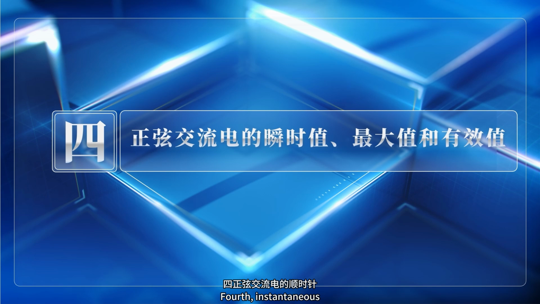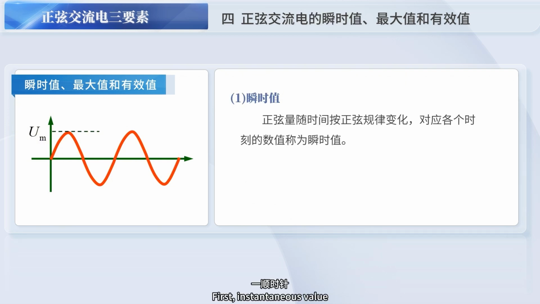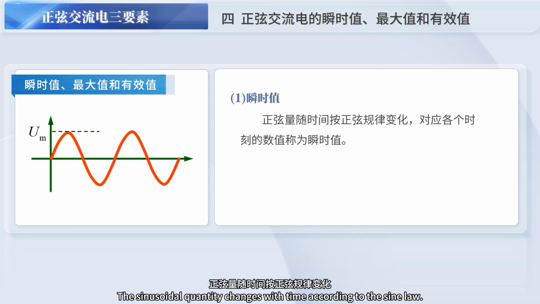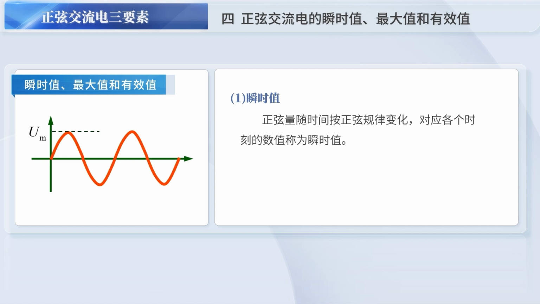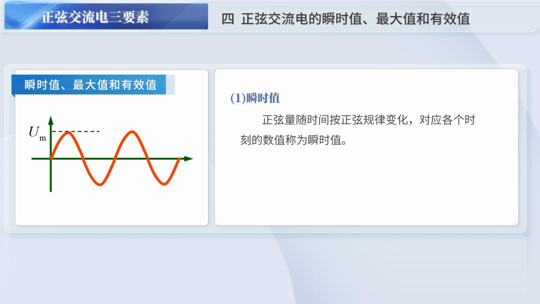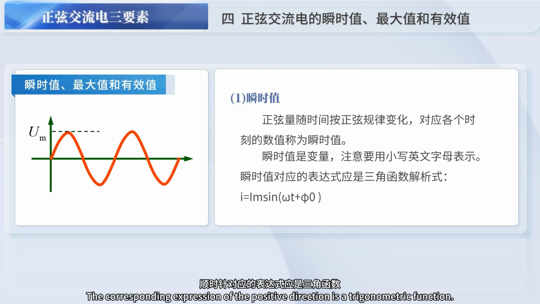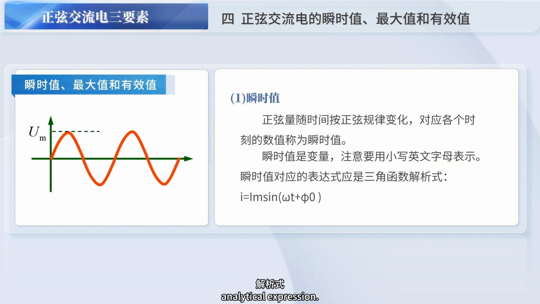Third, instantaneous, maximum and effective values. First, instantaneous value. The sinusoidal quantity changes with time according to the sine law. The value corresponding to each moment is called the instantaneous value. The instantaneous value is a variable, so note that lowercase English letters should be used. The corresponding expression is a trigonometric function, the analytical expression: i equals Im sin(omega t plus phi 0).